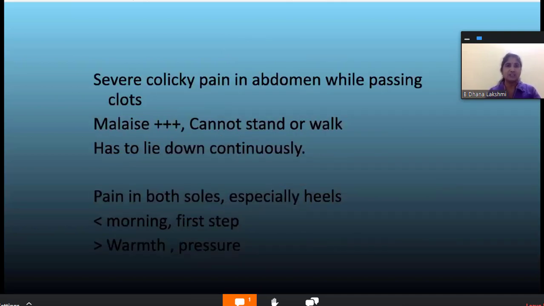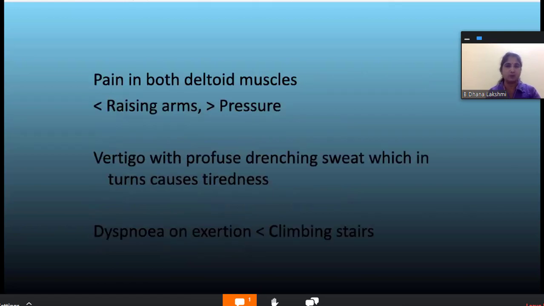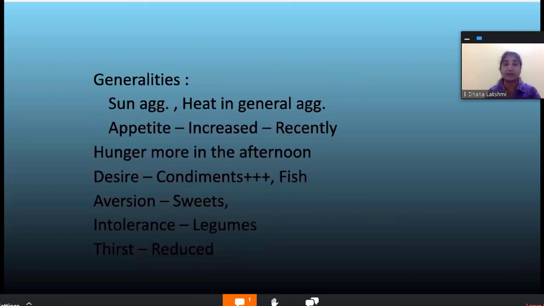I think I'll just rush through. She had severe colicky pain in the abdomen while passing the clots. There was general malaise, of course, with the Hb so low. She had calf muscle malaise, which was common for her disease. She could not stand and had to lie down. Pain in the soles. I'll just rush on with all the symptoms. My prescription is not going to be based on these symptoms at all, because the symptoms were too many in her.